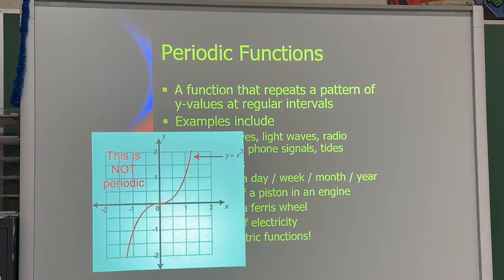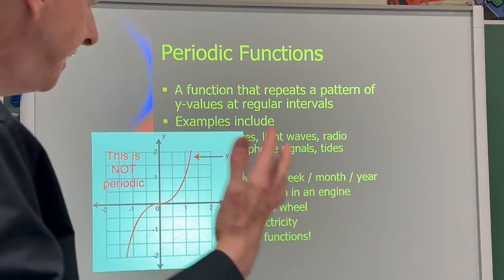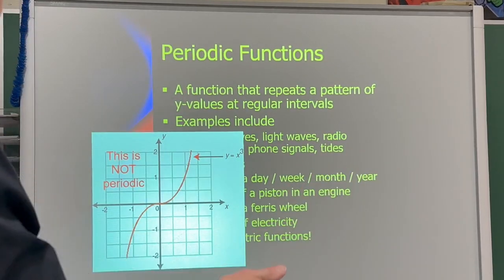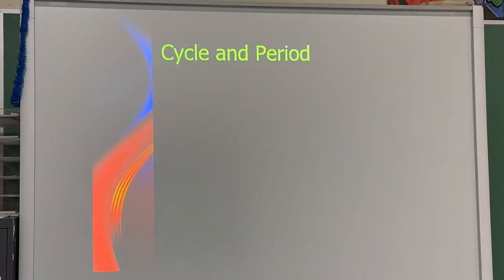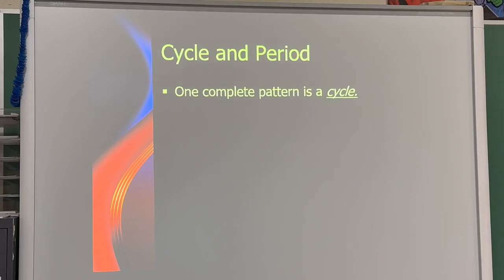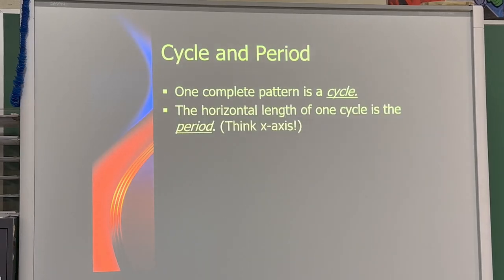This graph is not periodic because it doesn't repeat. It goes like this, and that's it. It goes up forever, goes down forever, but there's no repetition to it. Cycle and period. We call a complete pattern a cycle. The horizontal length of one cycle is the period.